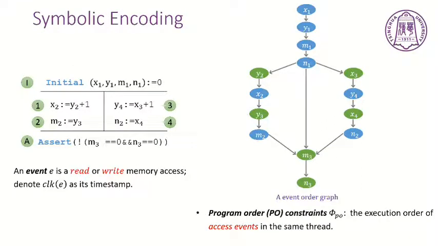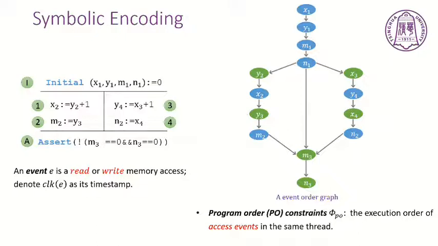So first, we want to introduce how to model a multi-threaded program. Consider the example program, which contains a main thread and 2 child threads. One of the most efficient ways of modeling a multi-threaded program is using partial order. One can model and analyze the execution order of memory access events to represent the possible program executions. An event E is a read or write memory access. We denote clock E as its time step.